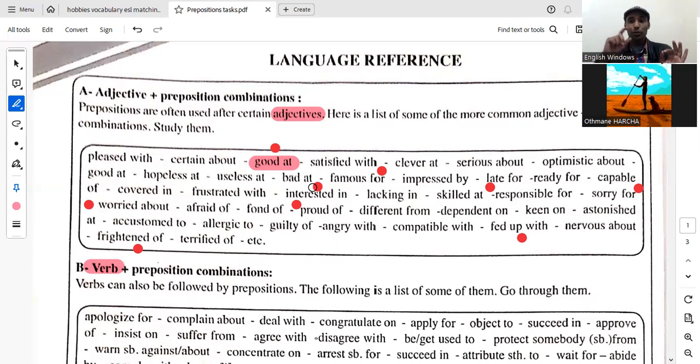C'est très bien. Alors, le verbe qui suit at, right, ça doit être le gérondif, c'est comme le masdar, right? We say, I am good at riding a bicycle. I am good at speaking English. I am good at playing football, right? I am good at drawing, and so on.